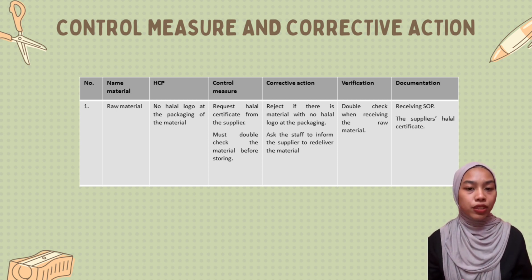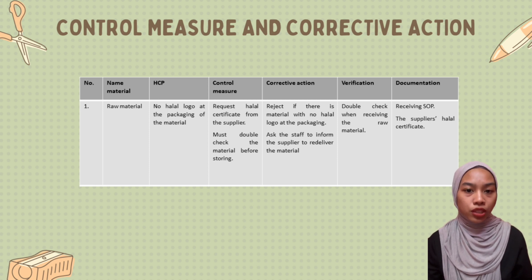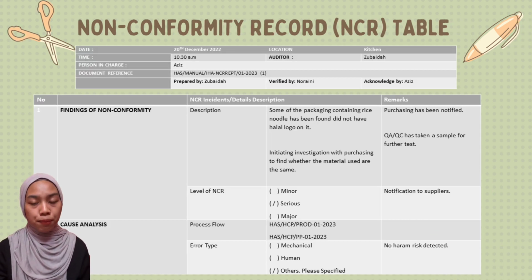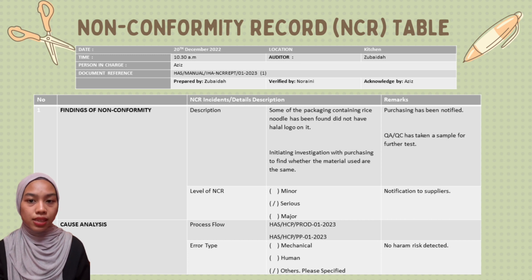Reject any material with no halal logo on the packaging, because this material might have a haram item in it, and ask the staff to inform the supplier to deliver the material. The person in charge also needs to double-check when receiving the raw material as verification. The receiving SOP and the supplier's halal certificate can be the documentation in this process. However, when any incident happens related to halal and haram things, a non-conformity record needs to be done.